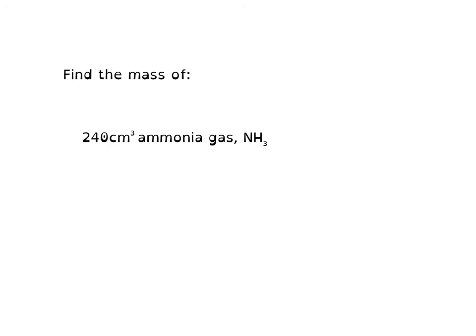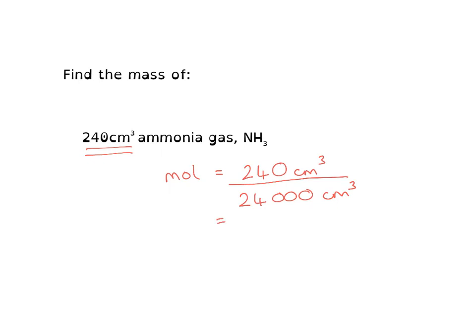First of all, I'm doing it the other way around. I've got centimetres cubed, so I go with what I've been given, centimetres cubed. From that, I could do what I did earlier. So my number of moles is going to be my 240 centimetres cubed, divided by the volume of 1 mole in centimetres cubed, which is 24,000 centimetres cubed. And if I do that, I should end up with 0.01 moles. So that's my moles.